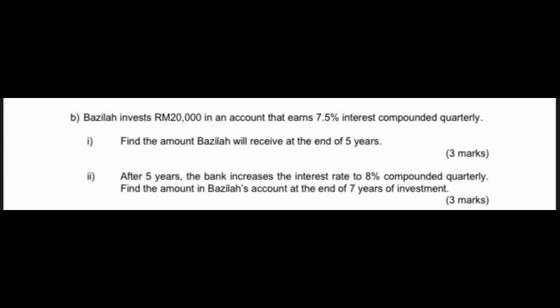Okay, for question B, Bazila invests 20,000 in an account that earns 7.5% interest compounded quarterly. First Roman, find the amount Bazila will receive at the end of the 5 years. And second Roman, after 5 years, the bank increased the interest rate to 8% compounded quarterly. Find the amount in Bazila's account at the end of 7 years of investment.